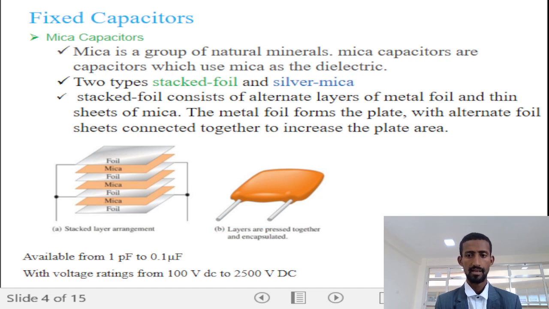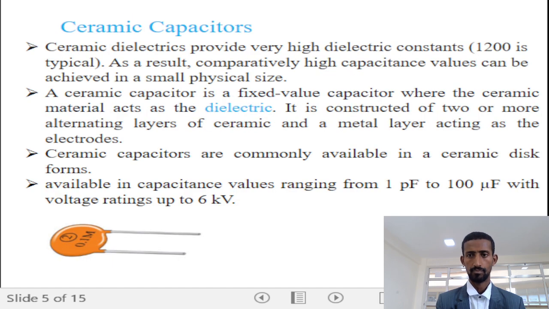These mica capacitors are available from 1 picofarad up to 0.1 microfarad, and the voltage rating is between 100 volt and 2500 volt DC. As we have seen in the previous class, the voltage rating is a very important characteristic of a capacitor. So the mica capacitor voltage rating is in between this.